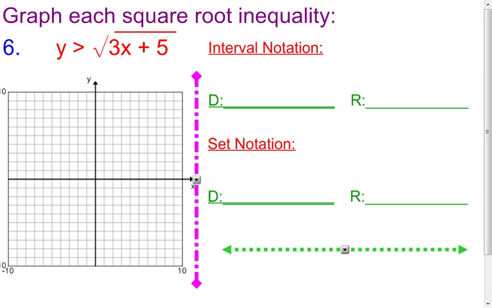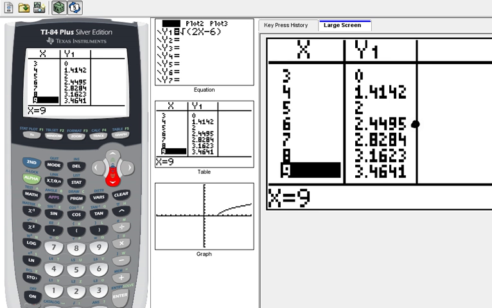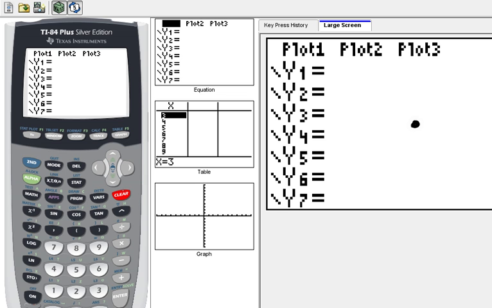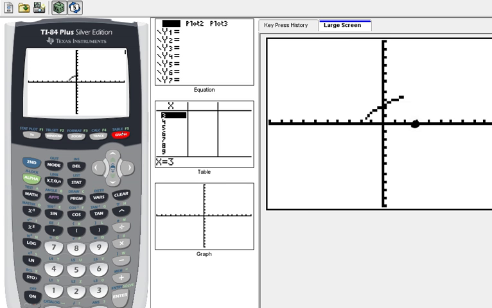All right, and the next one, again, we're going to use our calculators to help us. So we have the square root of 3x plus 5. So I will go up to my y equals, and I will put in the square root of 3x plus 5 and graph it. Okay, so it looks like my starting point might be negative 2, 0. It's really kind of hard to tell from my graph, but that's what it looks like.